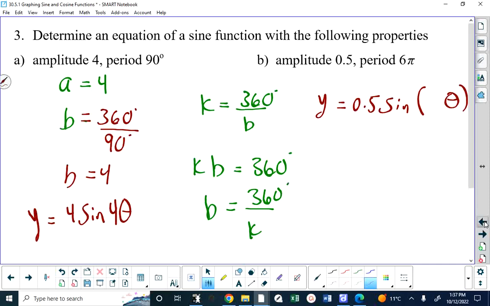Yes. And I did this by thinking of stretches. To go from 2 pi to 6 pi is a tripling, a stretch by a factor of 3, so B is a third. If you did it using this, then you would get 2 pi over 6 pi, which is a third.